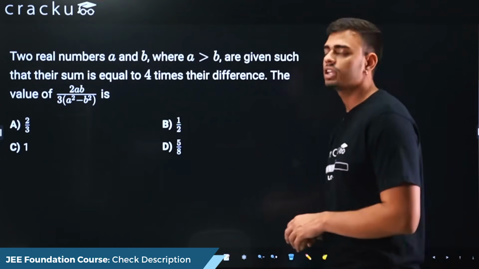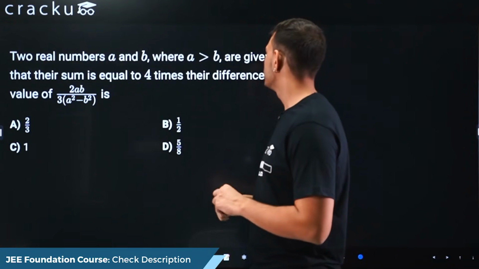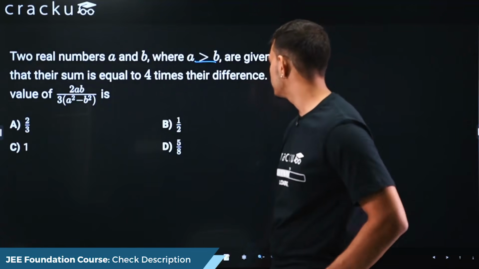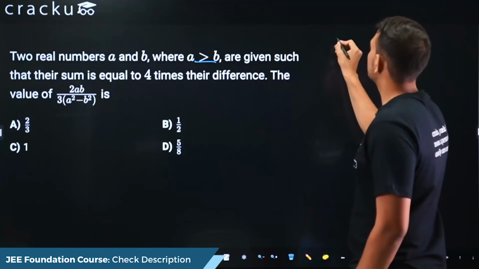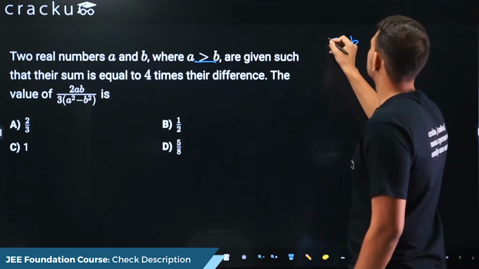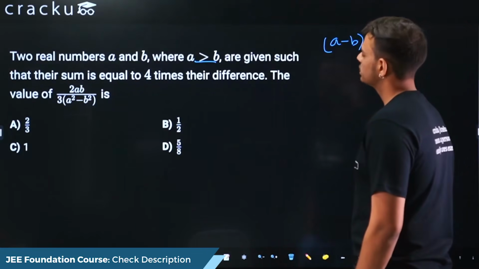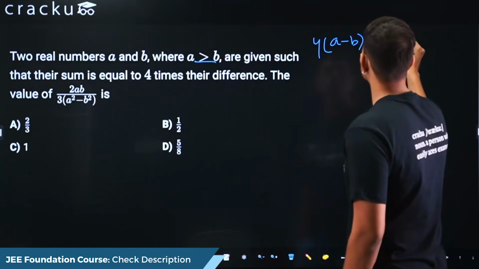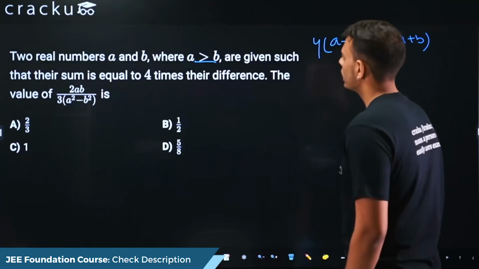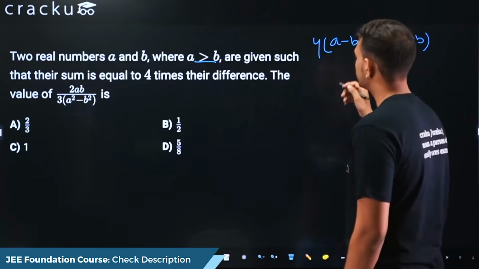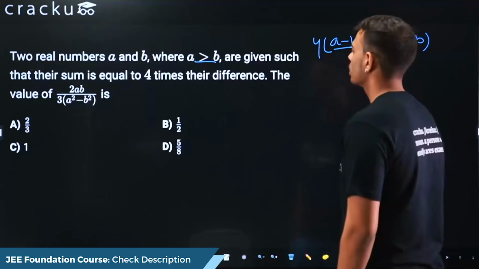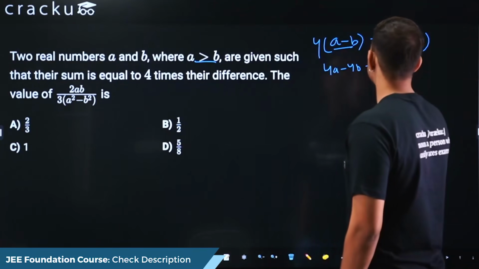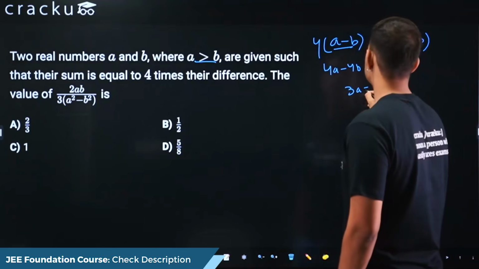In this question, we are given that A and B are two real numbers, where A is greater than B, such that their sum is equal to 4 times their difference. Difference will be written as A minus B, because sum is always greater than the difference. So sum is 4 times the difference. And as A is greater than B, I will write the difference as A minus B instead of B minus A. Okay. 4A minus 4B equals A plus B. I get 3A equals 5B.